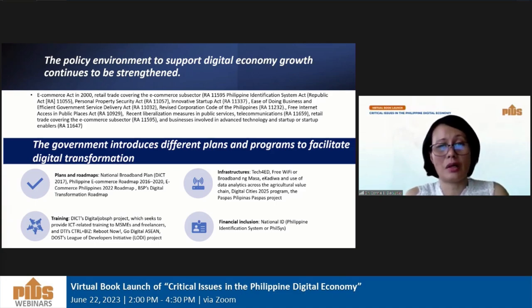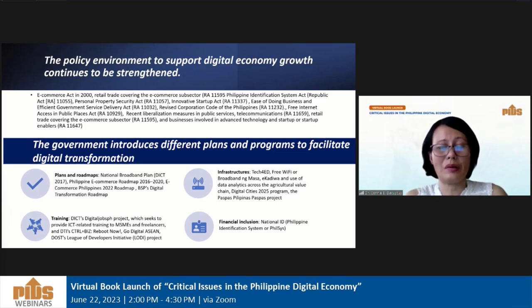With respect to infrastructures, there are also several programs. We have the Tech for Ed, which is essentially a shared service facility that provides ICT-enabled services in communities with minimal or no access to information and government services. We have the free Wi-Fi, we have the Ikadiwa, and then the DICT had launched the Digital Cities 2025 program, which promotes expanding the IT BPM hubs outside major urban centers to create more quality jobs.